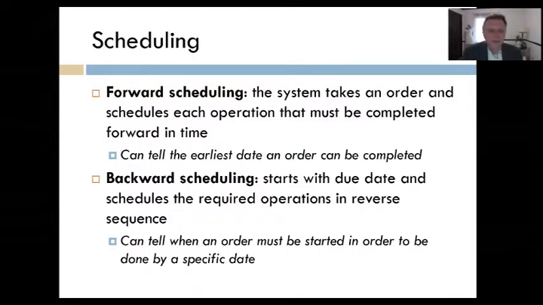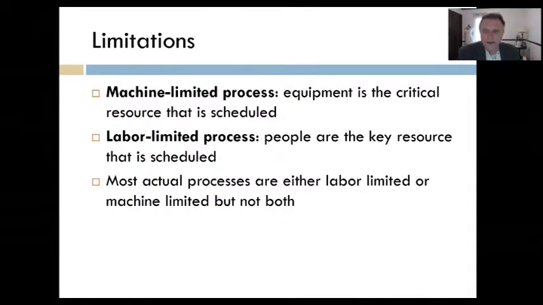Scheduling. There's forward scheduling and reverse, or backward, scheduling. With forward scheduling, briefly, you can tell the earliest that an order is going to be completed and routed through that work center. In backward scheduling, it's the opposite. You can tell when an order must start in order to be completed by a certain date. Read about that in your text. There's more about that.